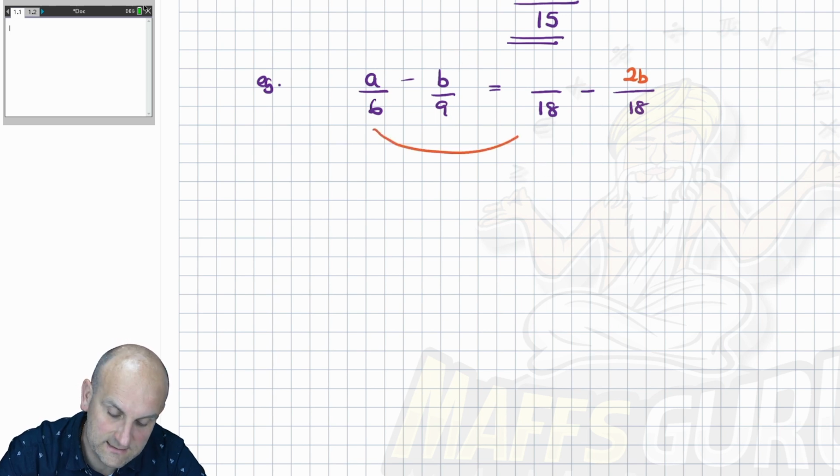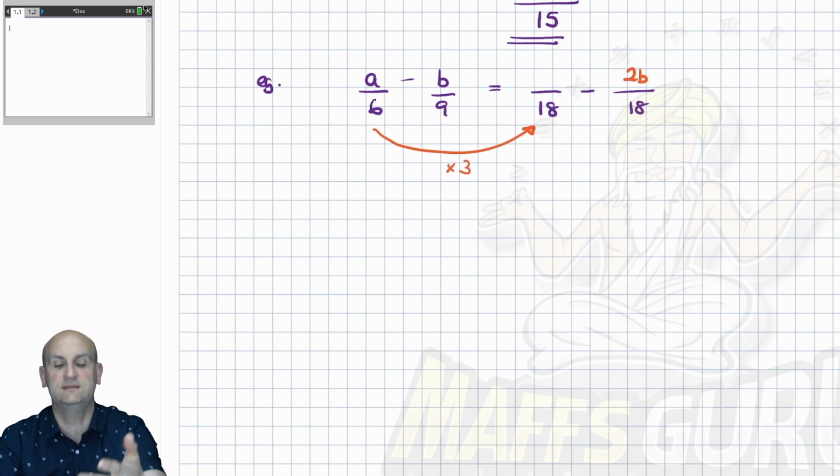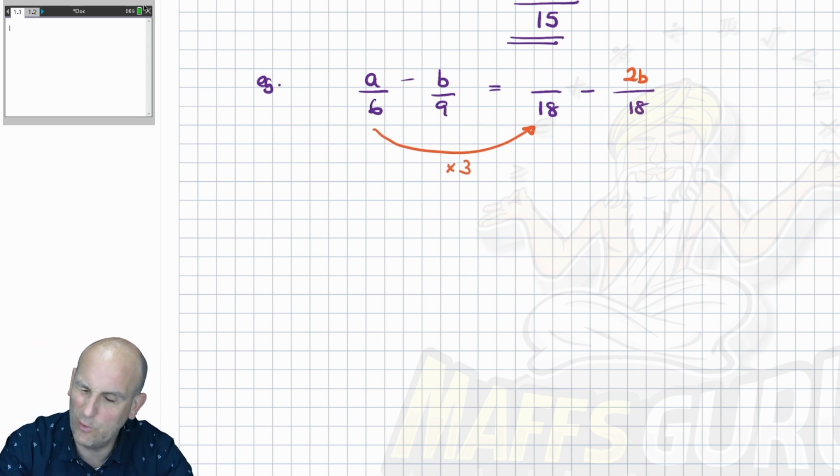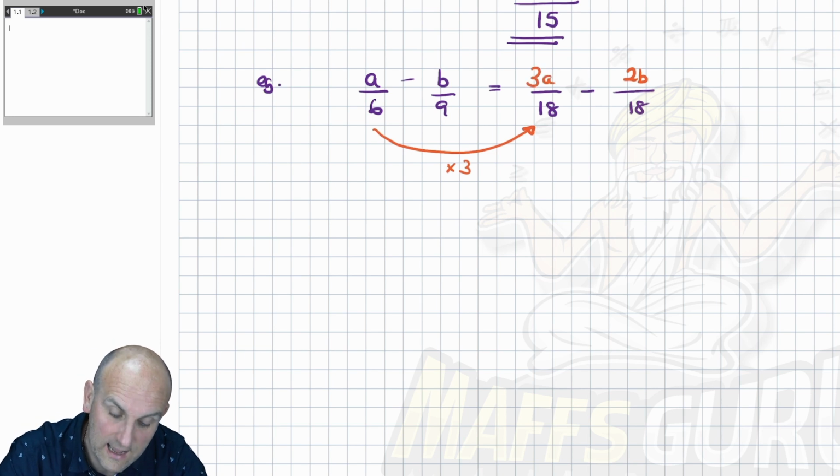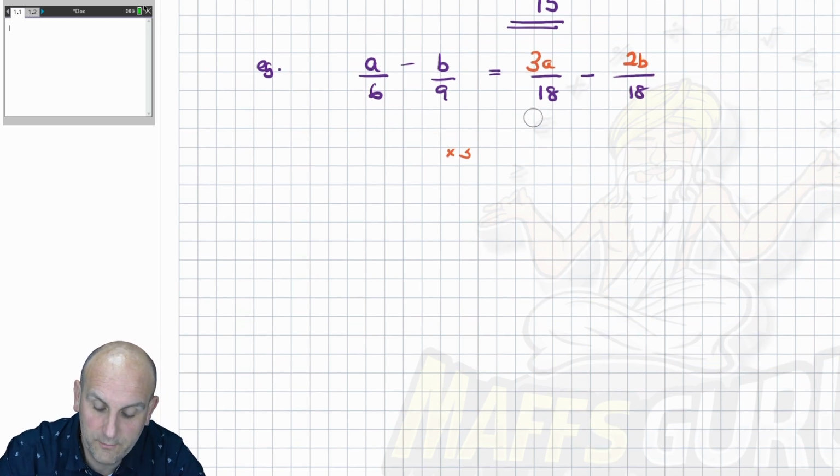Right. What about the next one? I've got 6 turned into 18. So it's 3 times bigger on the bottom, 6, 12, 18. So the top has to be 3 times bigger as well. So I've got 1 apple. I want 3 lots of, it's 3 apples. So the bottoms are now the same.